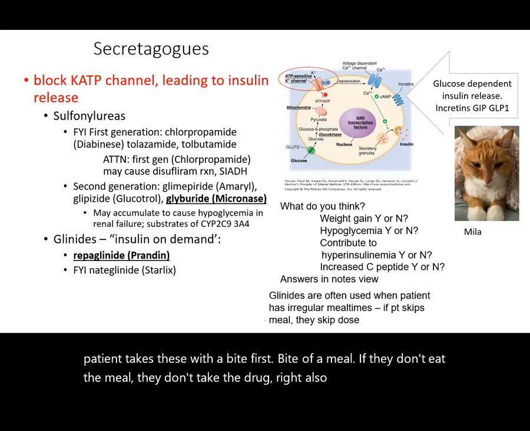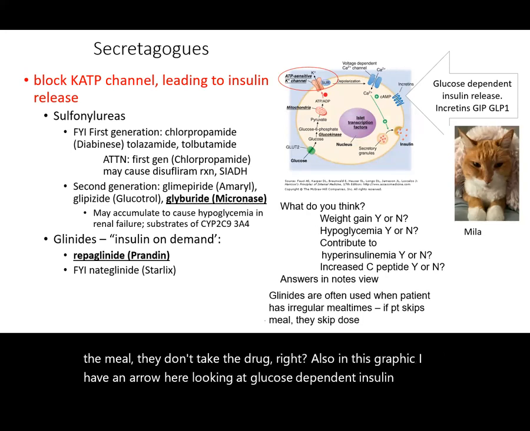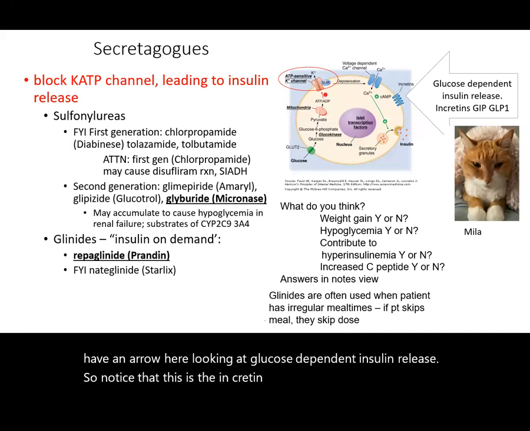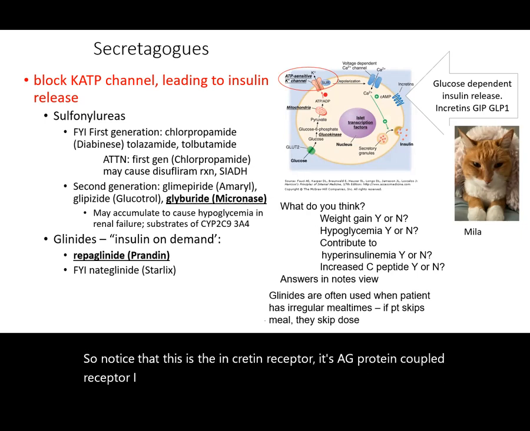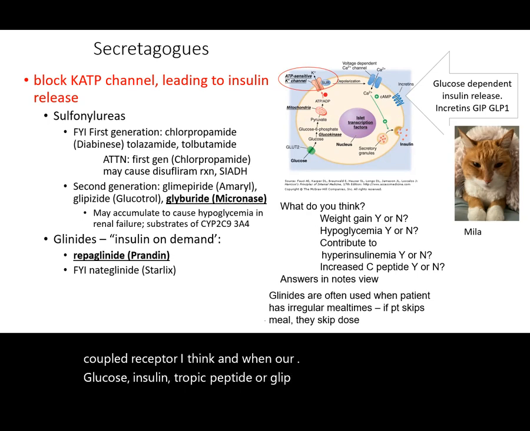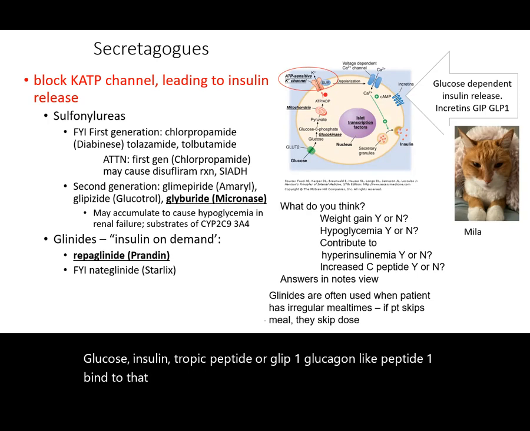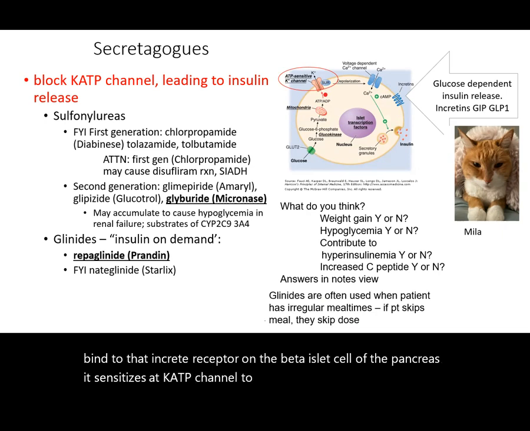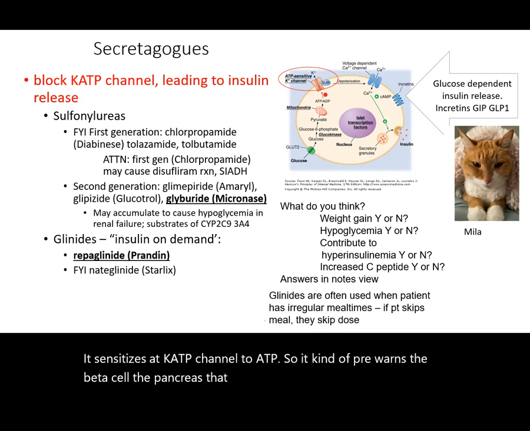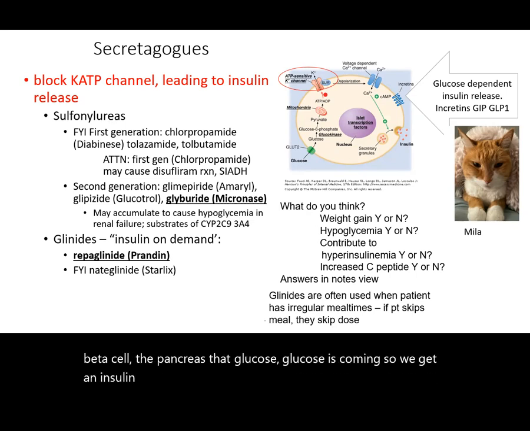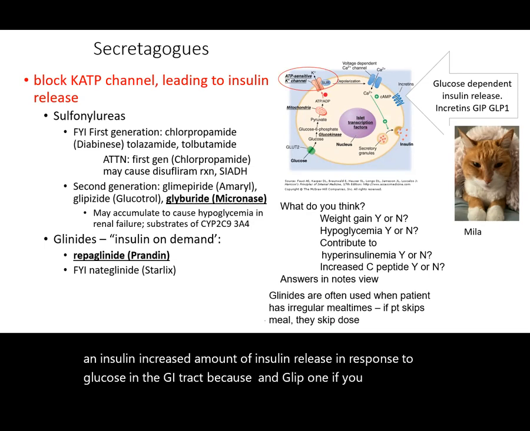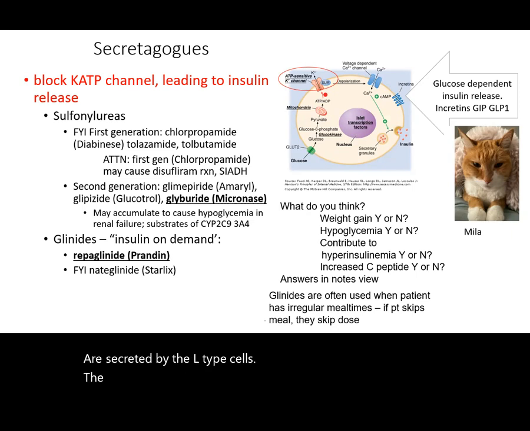Also in this graphic, I have an arrow here looking at glucose-dependent insulin release. So notice that this is the incretin receptor. It's a G-protein coupled receptor, I think. And when our GIP, glucose insulinotropic peptide, or GLP-1, glucagon-like peptide 1, bind to that incretin receptor on the beta islet cell of the pancreas, it sensitizes that KATP channel to ATP. So it kind of pre-warns the beta islet cell of the pancreas that glucose is coming. So we get an increased amount of insulin release in response to glucose in the GI tract. Because GIP and GLP-1, if you remember, are secreted by the L-type cells in the GI tract. And we'll talk again about that in the next session.